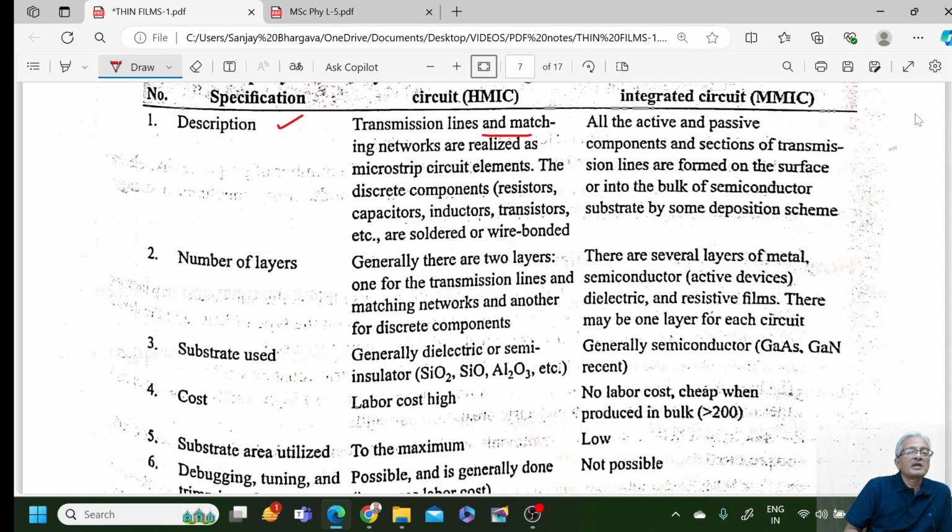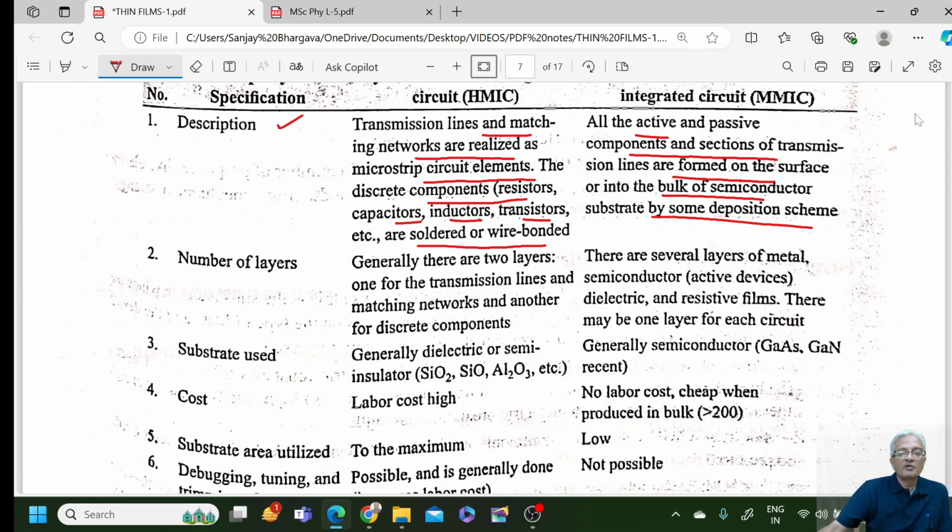Transmission lines and matching networks are realized as microstrip circuit elements. The discrete components like resistors, capacitors, inductors, transistors are soldered or wire bonded. All the active and passive components of sections of transmission line are formed on the surface or into the bulk of a semiconductor substrate by some deposition technique.